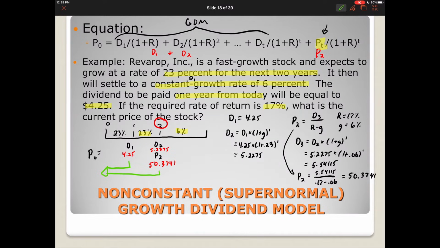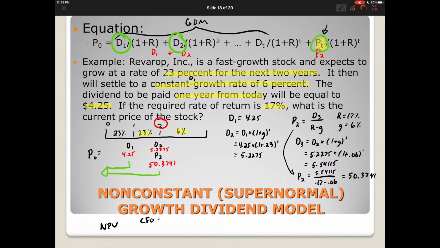So you can either plug it into your equation. D1 is $4.25. D2 is 5.2275. And then P sub T, which is P2, is 50.3741, and you discount back the appropriate periods. Or, as you remember from our calculations in chapter 6, where you find the present value of multiple cash flows of different sizes, we can introduce the net present value function. So when I go to click on my CF function, this is where you might have to refresh yourself on how to find the present value of multiple cash flows.